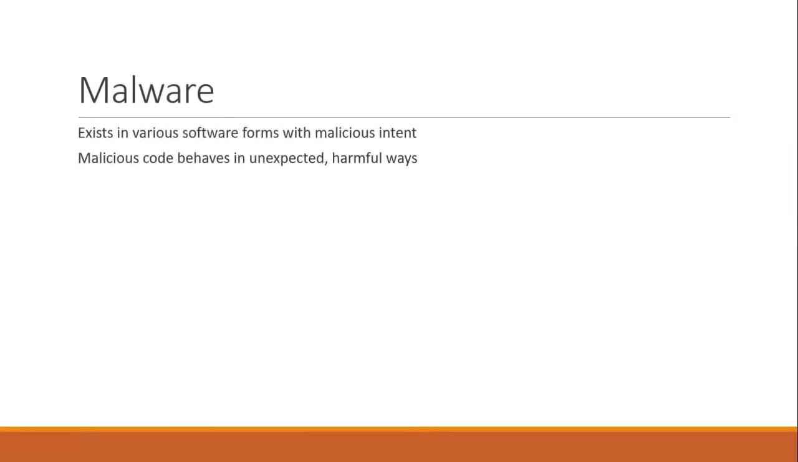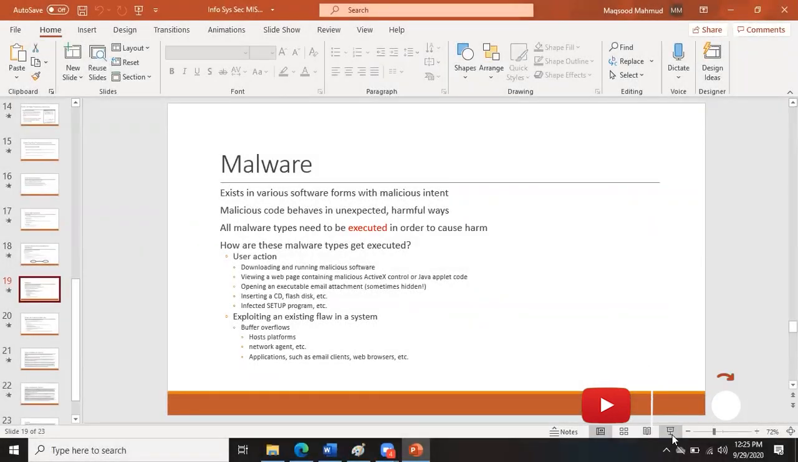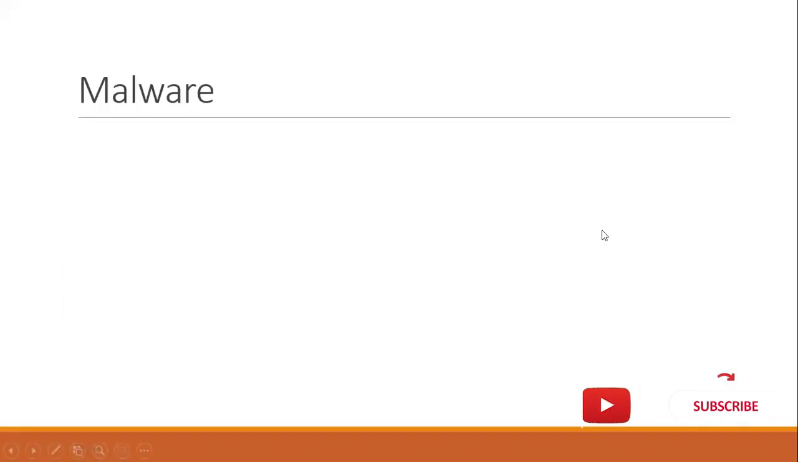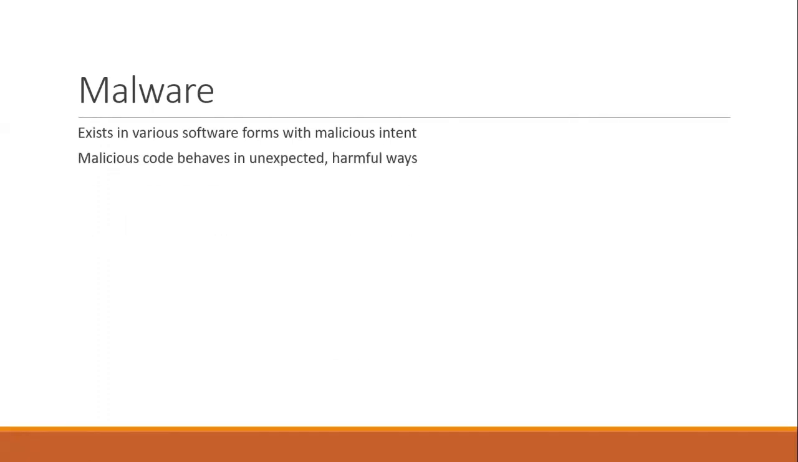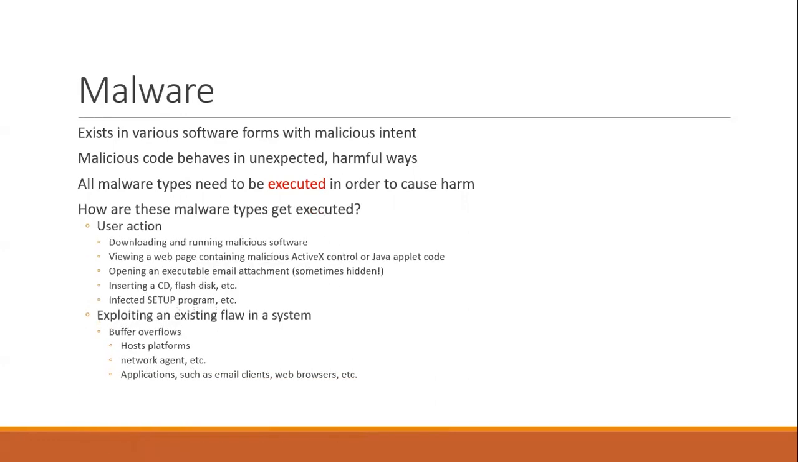So what is malware? Malware consists of executable programs that exist in various software forms with malicious intent. Malicious code behaves in unaccepted, harmful ways, like viruses and worms. All malware types need to be executed in order to cause harm. So if you want to cause harm, they must be executed.